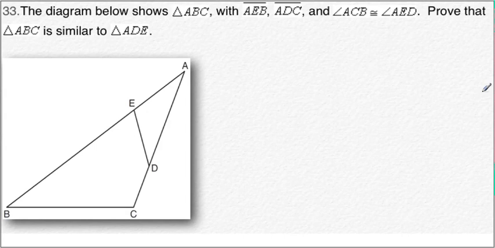So, we want to show that angle ACB is congruent to AED. We want to prove that triangle ABC, which is the big triangle, is similar to the small triangle on top. Then we'll be needing at least 2 pairs of angles. Where is the second pair? That's right. You can see the second pair from angle A, because that's reflexive.